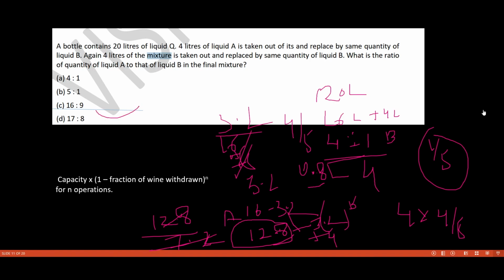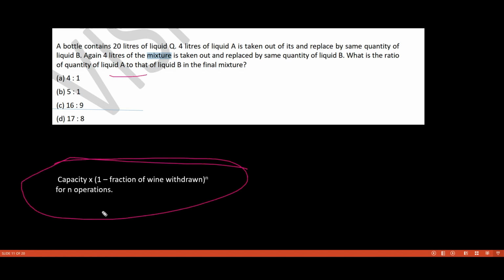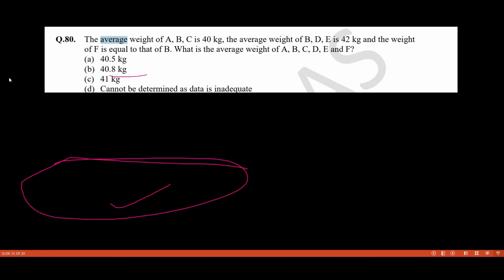Alright, so here also not much of the concept of alligation has been used, but if the question is asked in such a way that only the amount of liquid A is being asked, and the ratio is not being asked, then you can directly do it from here. Alright, let's move on. See this question.